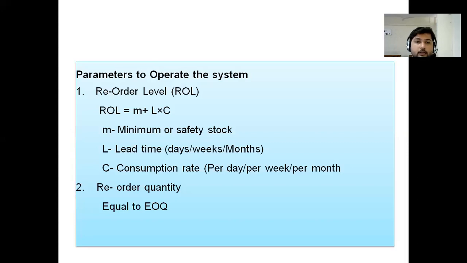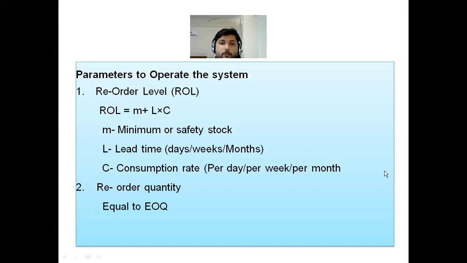Okay. So next, write down parameters to operate the system. First one, reorder level (ROL). ROL is equal to small m plus L multiplied by C, where m is nothing but minimum or safety stock.